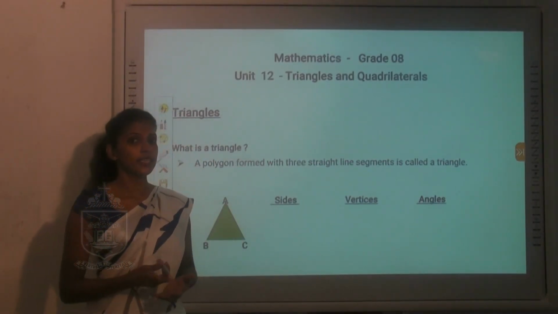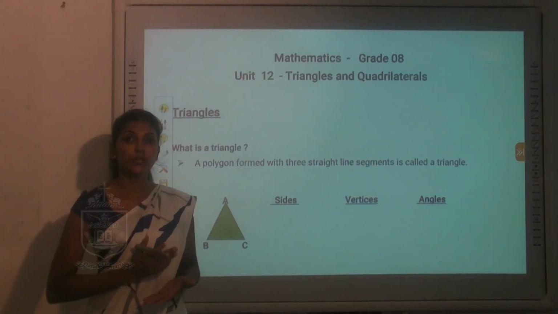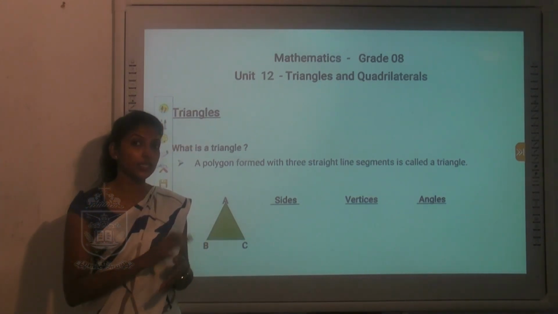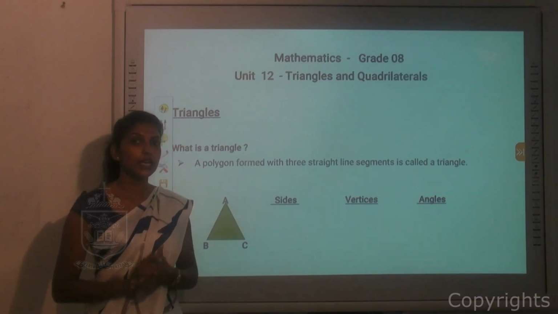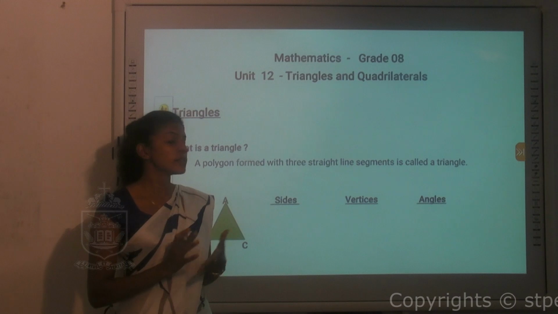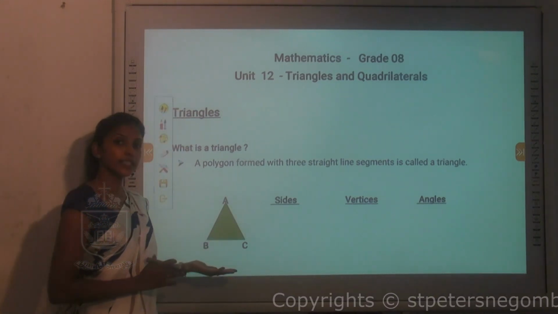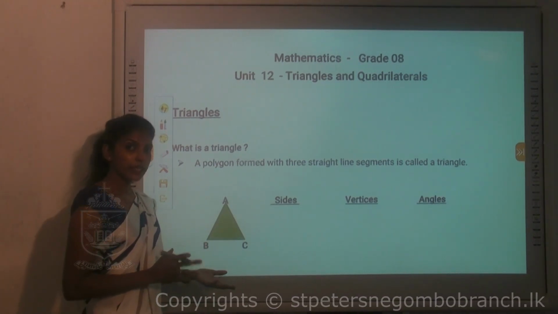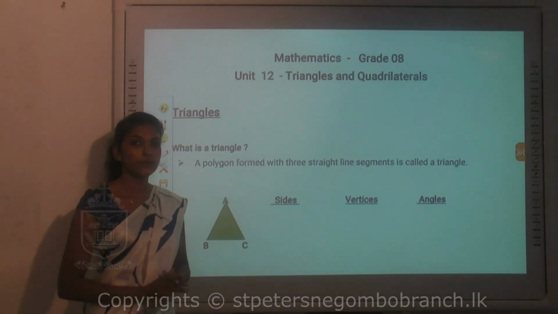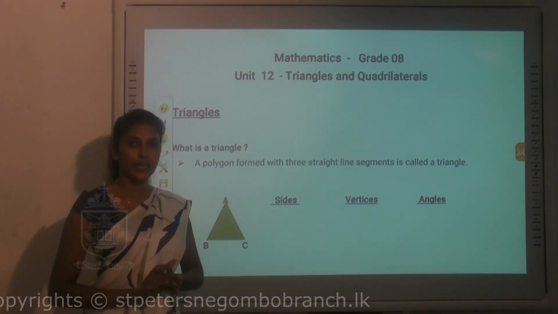A triangle is a polygon formed with three straight line segments. It should be a closed rectilinear plane figure covered with three straight line segments. So in the figure you all can see here, the triangle is named with capital letters, that is A, B, C. Now when we are discussing the features of a triangle, you should know about the sides, vertices and the angles in a triangle.